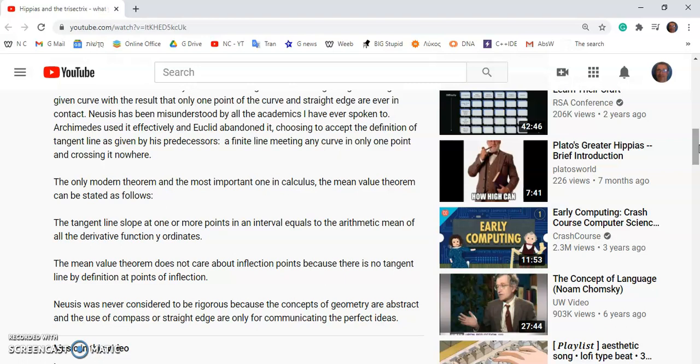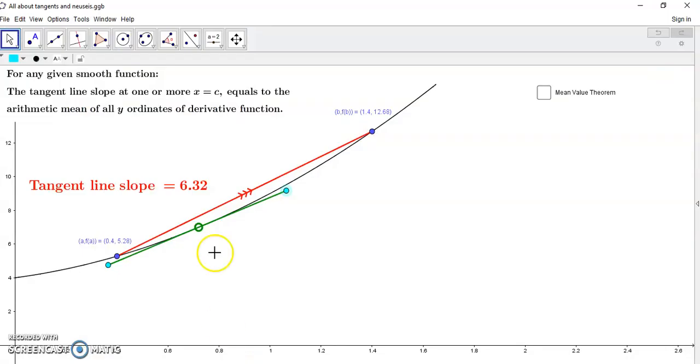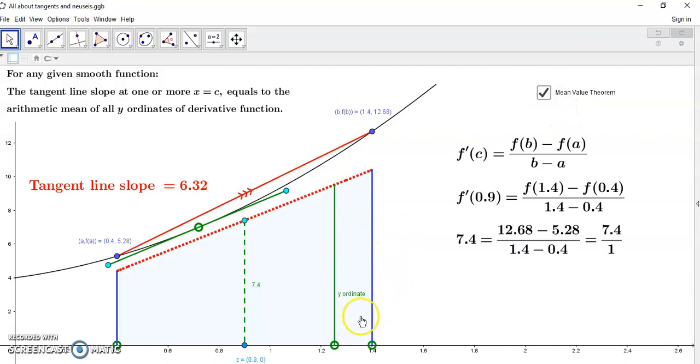The only modern theorem, and the most important one in calculus, the mean value theorem, can be stated as follows. The tangent line at one or more points in an interval equals the tangent line at one or more points in this interval. Okay, let's do this here. In other words, in this interval A to B equals the arithmetic mean of all the y ordinates.